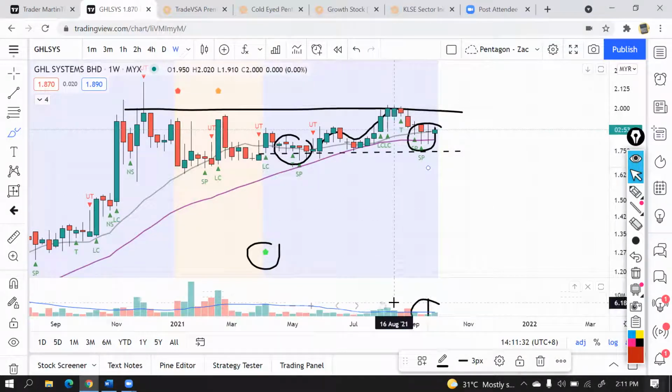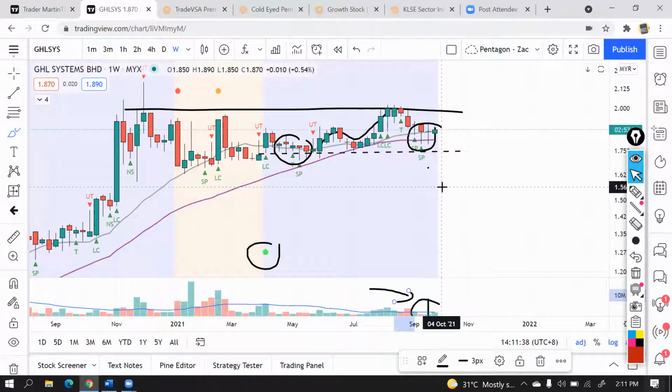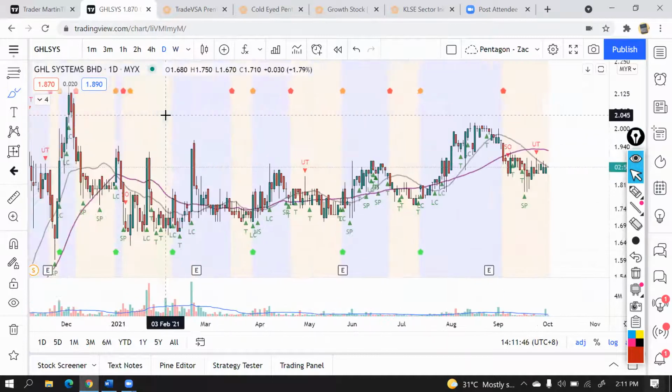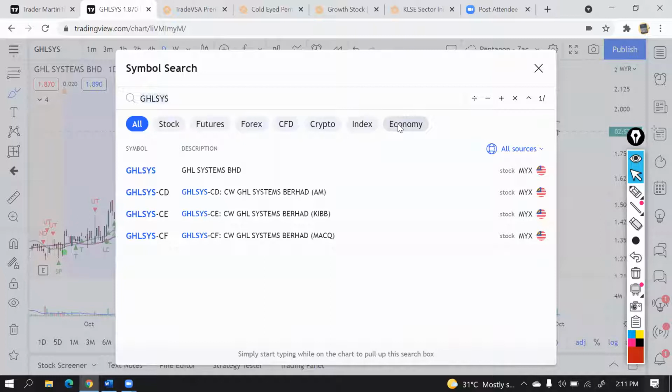Look at these 2 weeks over here. The volume is very low. Of course, this week the volume is increasing a bit, but it's an up bar. Hopefully it goes to an up bar this week. We still have half a day to go. So there's one GHL system, potentially also building a very nice reaccumulation too.